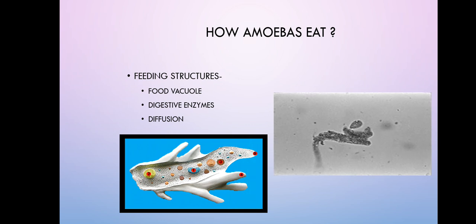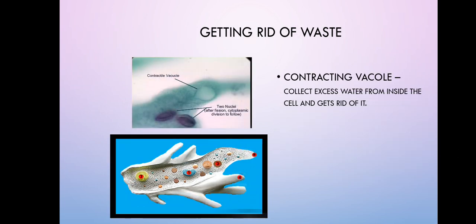How amoebas eat: feeding structures, food vacuole, digestive enzymes, diffusion. Getting rid of waste: the contractile vacuole collects excess water from inside the cell and gets rid of it. Contractile vacuole, 2 nuclei after fission, cytoplasmic division to follow.